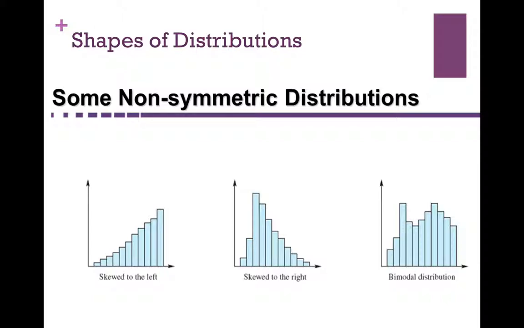And then last is another example of my bimodal. This time it's not completely symmetrical, meaning I can't fold it in the middle and get the same thing on the left and right, but I still have two modes. I still have those two high classes, those two high bars that are both the modes.